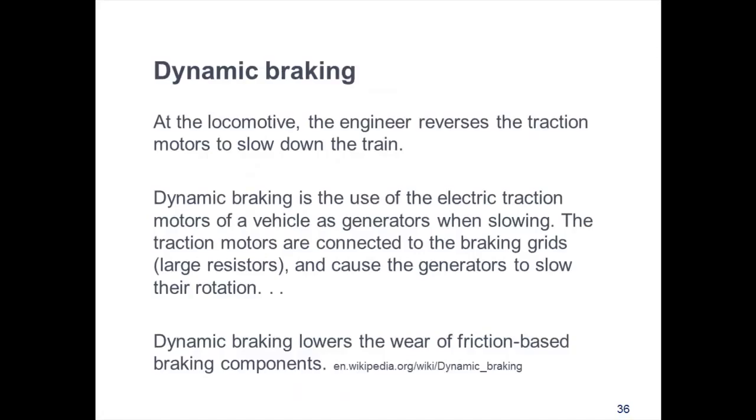All right, so let's go on to dynamic braking, which at the locomotive, the engineer reverses the traction motors to slow down the train. Yes, the traction motors are essentially converted into generators. Reversing the traction motors takes the kinetic energy from the motion of the train and converts it into electricity. As the electricity is generated by reversing of the traction motors, the remaining kinetic energy becomes less. Therefore, the train slows down. Traction motors can slow the train down to approximately 12 to 15 miles an hour.